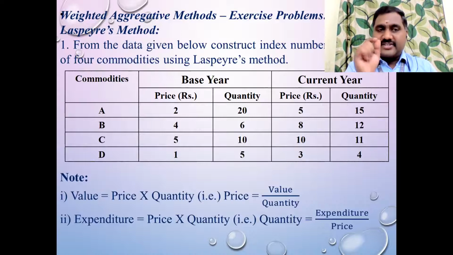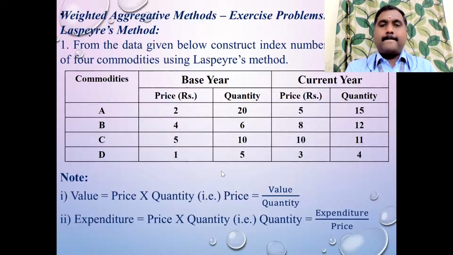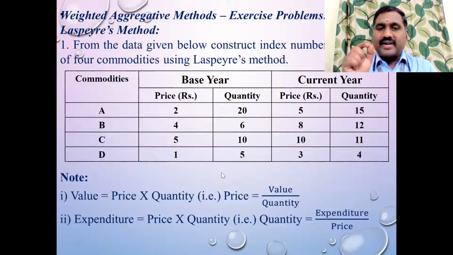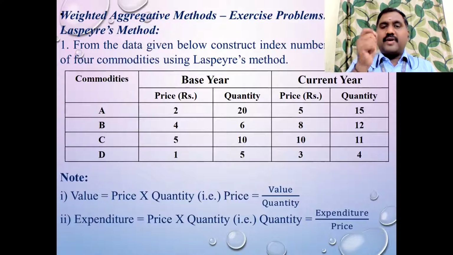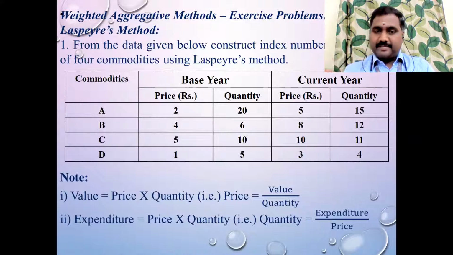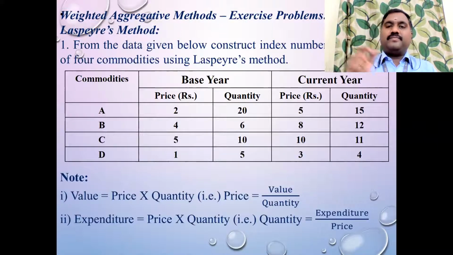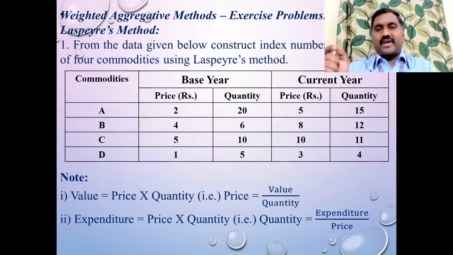In such cases, you have to use this formula: value equal to price into quantity. So how to calculate the quantity? You bring the price to the left hand side, so it becomes value by price. Value is 20 here. 20 divided by price will be the quantity. 20 divided by 2 equal to 10. So quantity will be 10. 6 divided by 4, some value. 10 divided by 4, some value. 5 divided by 1, some value. So that value is quantity.